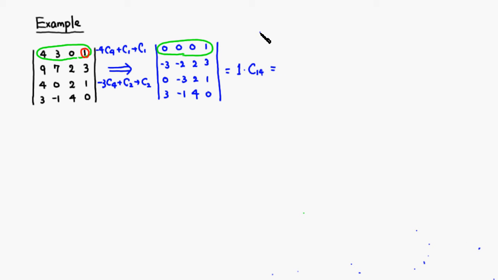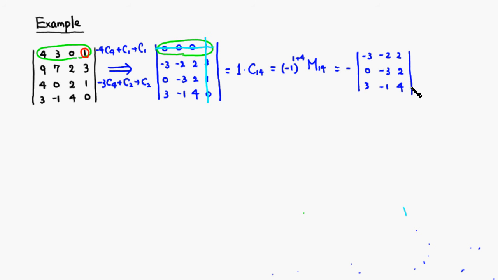1 times anything doesn't do anything. The cofactor is the same thing as (-1)^(1+4) times minor 1,4. How do you find minor 1,4? We erase row 1 and column 4, then look at the matrix there. So it's going to be -1 times a 3x3 matrix: -3, -2, 2; 0, -3, 2; 3, -1, 4.